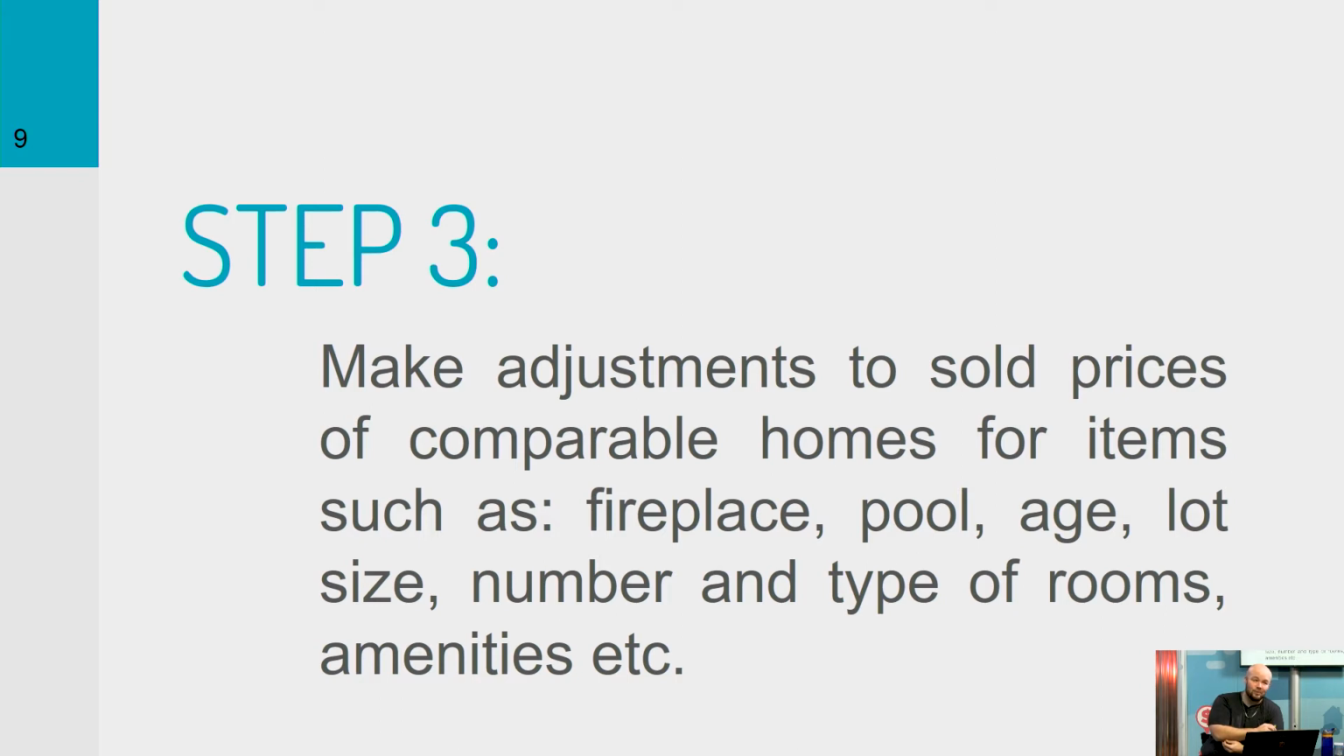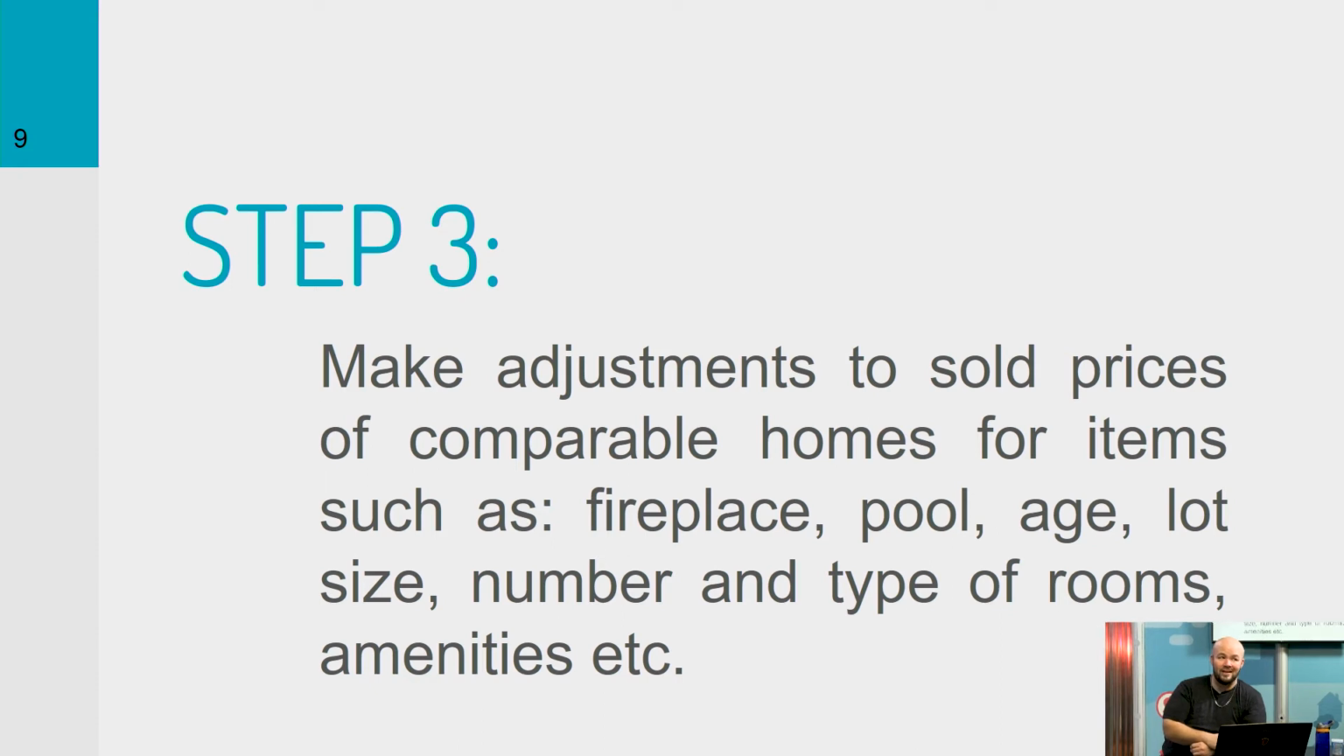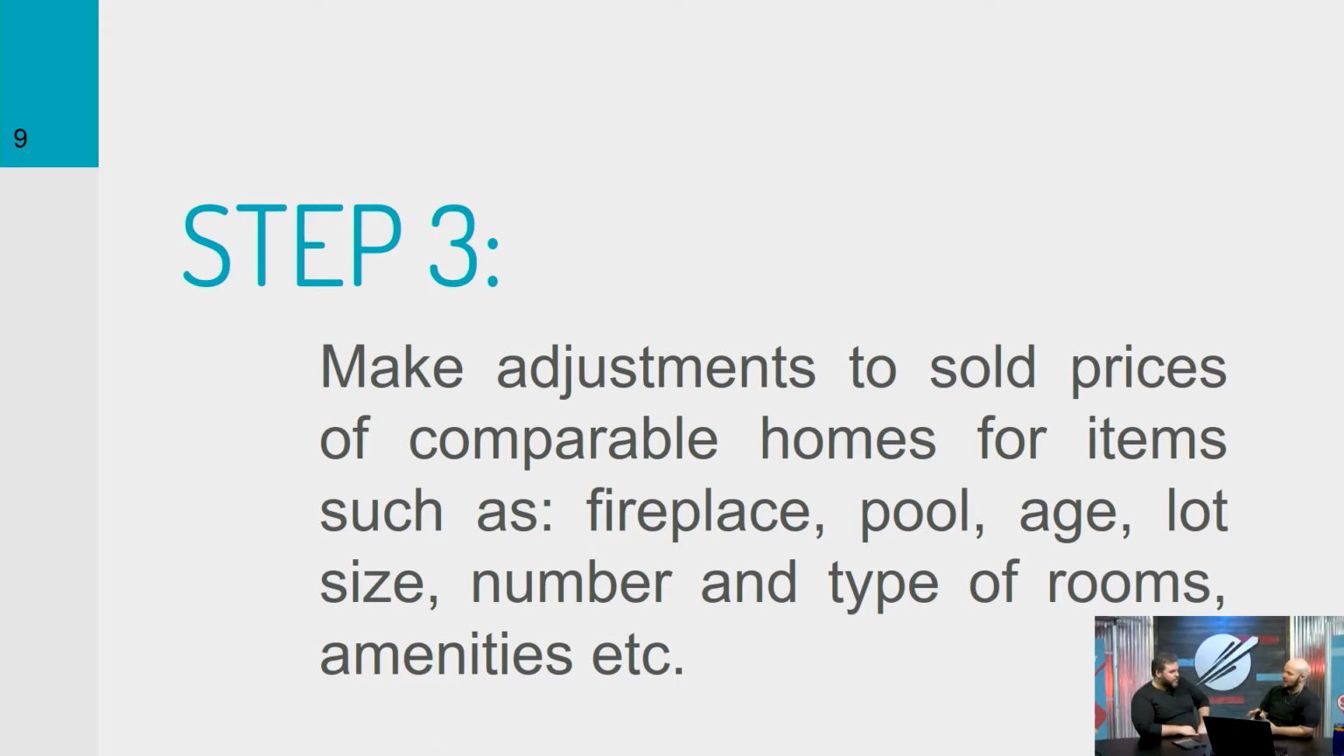Going into step 3, I need to make adjustments to the sold properties of comparable homes for items such as fireplace, pool, age, lot size, number and type of rooms, amenities, etc. Now to be frank with you, rarely do I actually complete this step up front on my initial analysis. My initial analysis is just going to be real quick, fast, and dirty. Give myself 1 to 2 minutes to really quickly get an idea what these numbers are, so that when I'm pursuing the lead, I can get a ballpark.